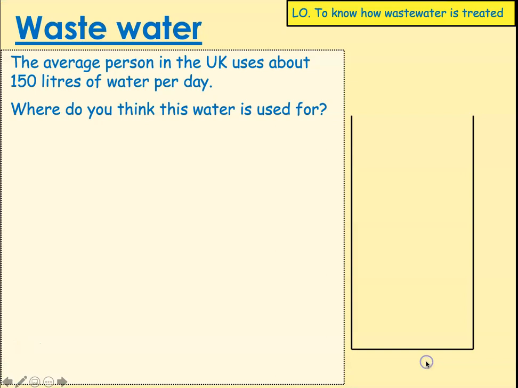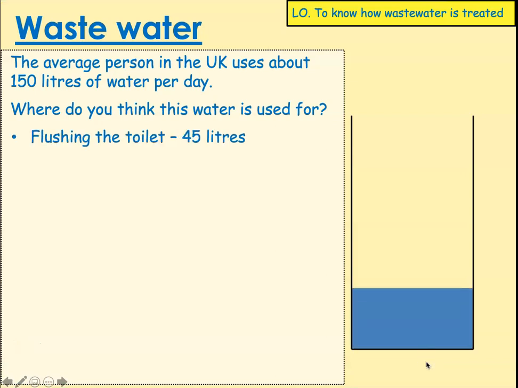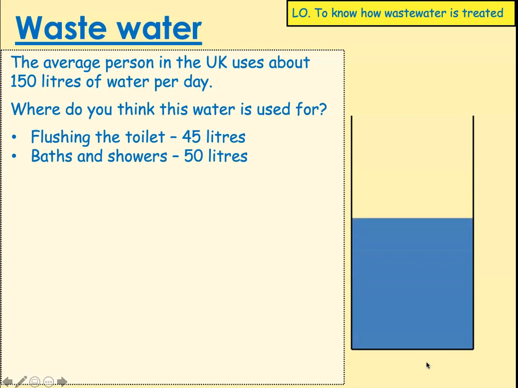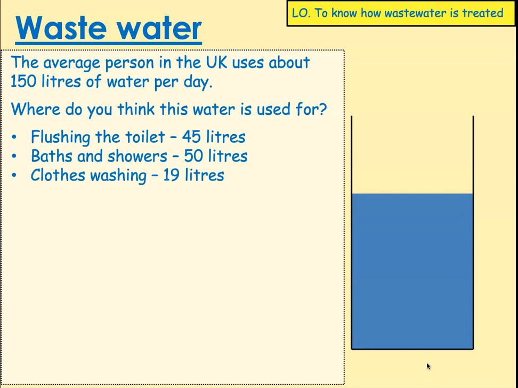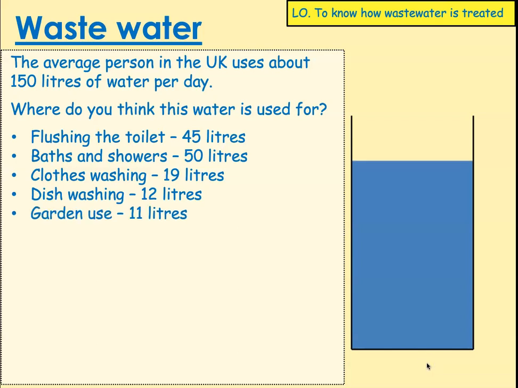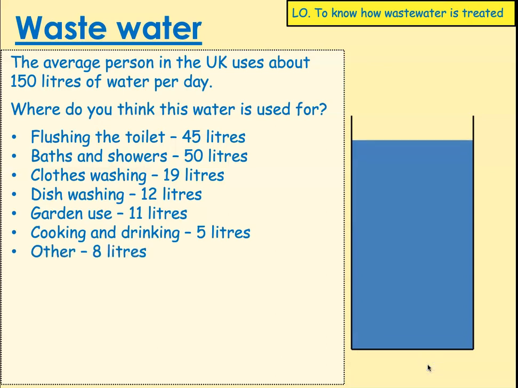Okay, so we use it for flushing the toilet, 45 litres a day. Baths and showers, we use 50 litres. Washing our clothes, 19 litres. Dishwashing, 12 litres. In the garden, we might use 11 litres. Cooking and drinking, 5 litres. And other things that you might use water for, like washing your dog or something like that.